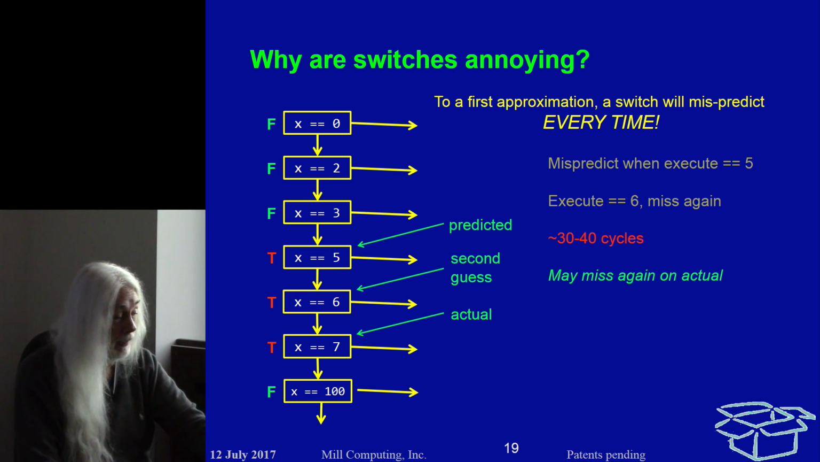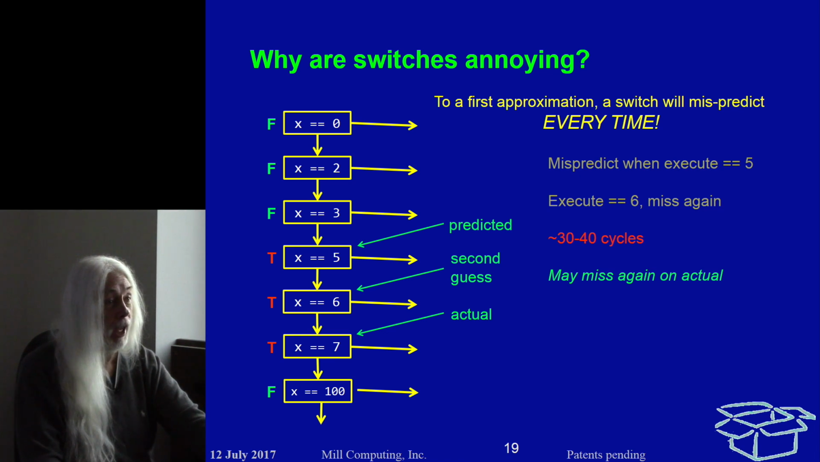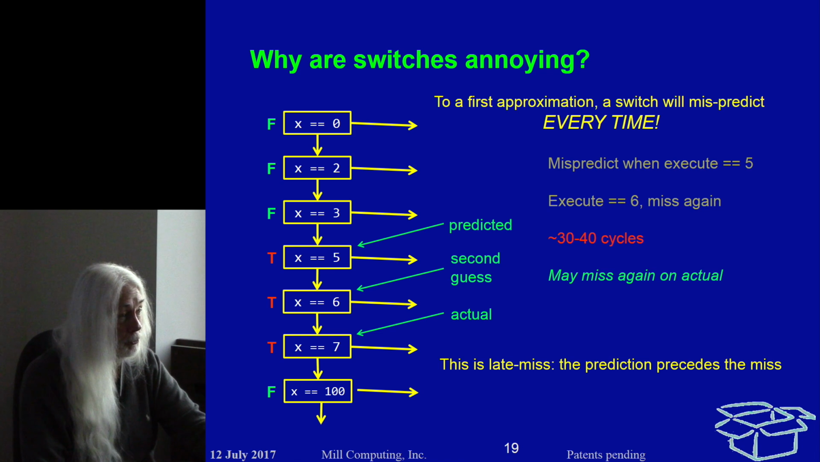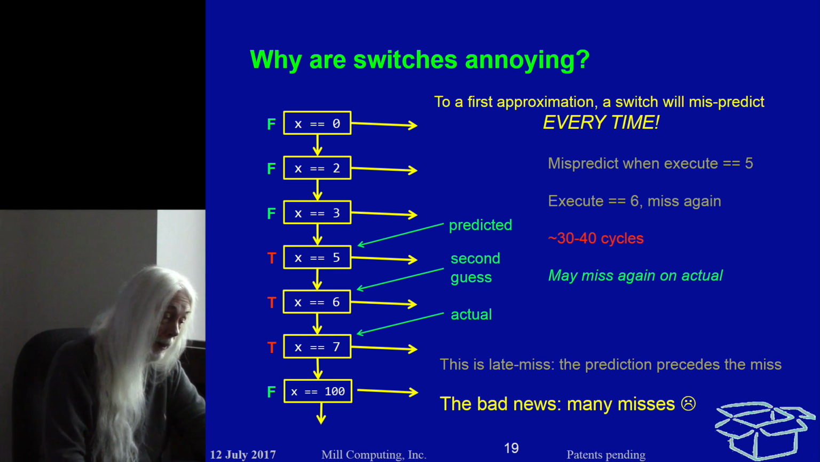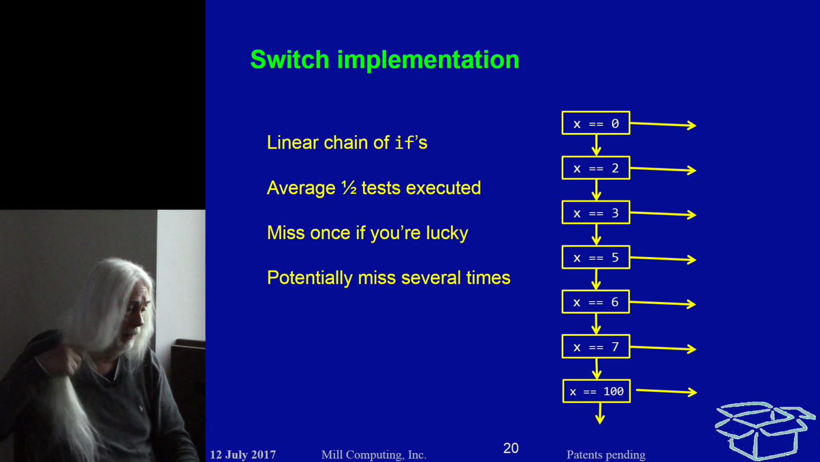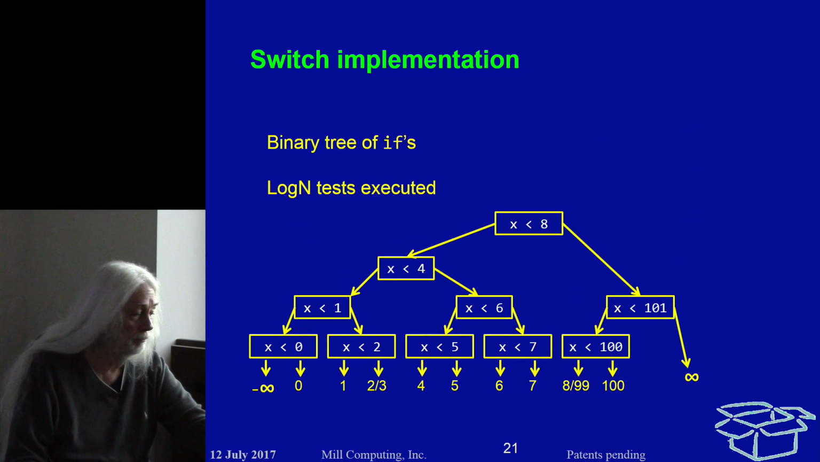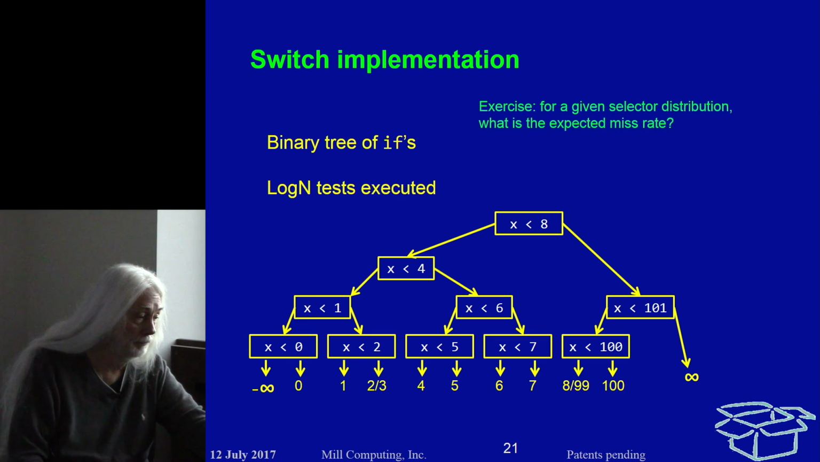And indeed, it's entirely possible that the actual that we hit might have been predicted not taken. So when we get to that, we're going to miss too. So this is a late miss, where the predictions precede the miss, and you can potentially have many misses as you work yourself down the chain. The bad news is many misses. Now, to summarize, you've got a linear chain of ifs, where on average you miss half of them if you're lucky. Log n tests here for the binary tree.